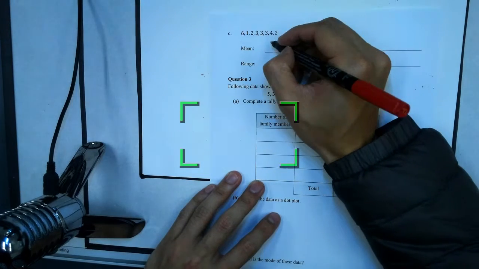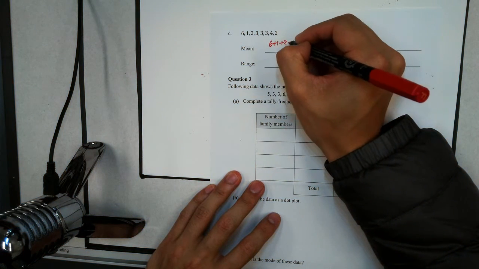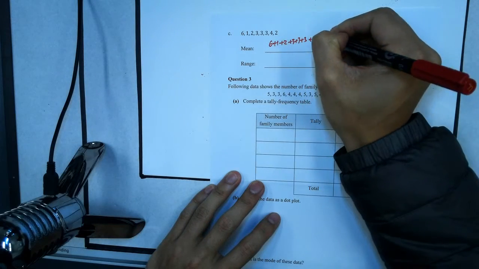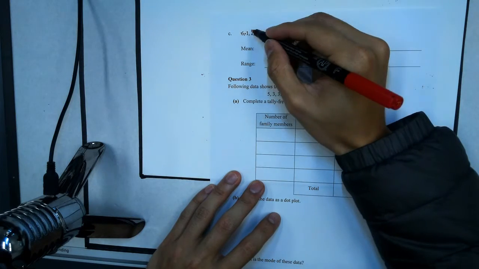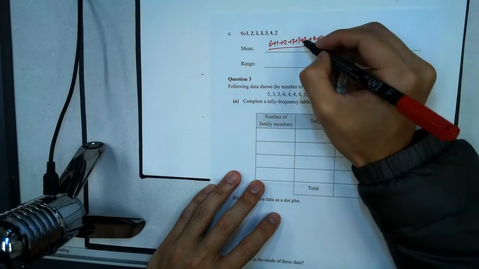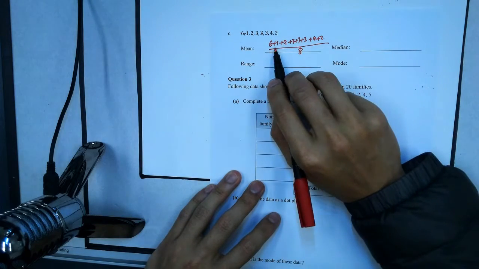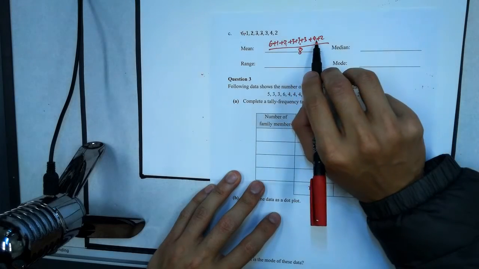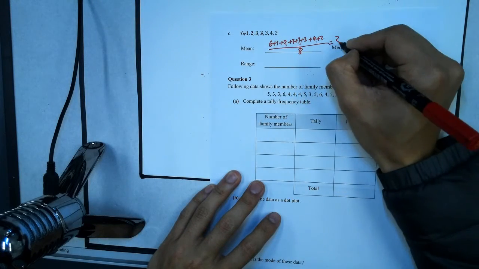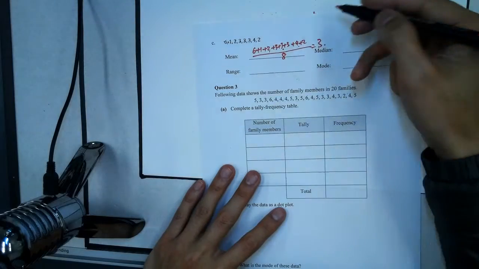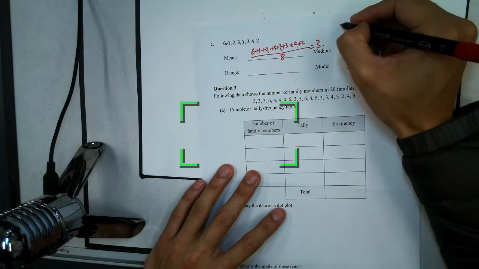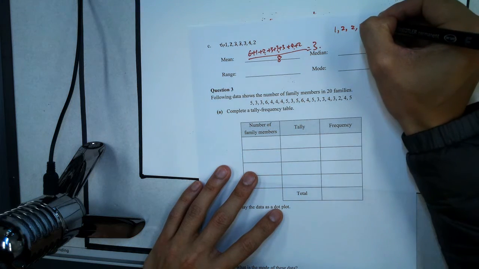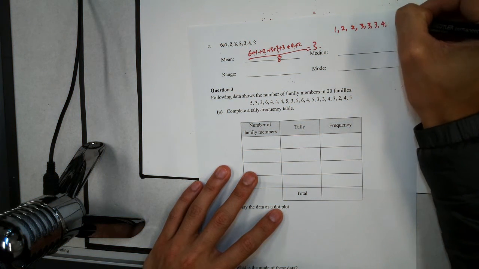Mean, the average, we plus all the digits together and then divide it by 1, 2, 3, 4, 5, 6, 7, 8. So 7, 9, 9, 15, 22, 24 divided by 8 is 3. Median, we will arrange them. We have 1, 2, 2, 3, 3, 3, 4, 6.